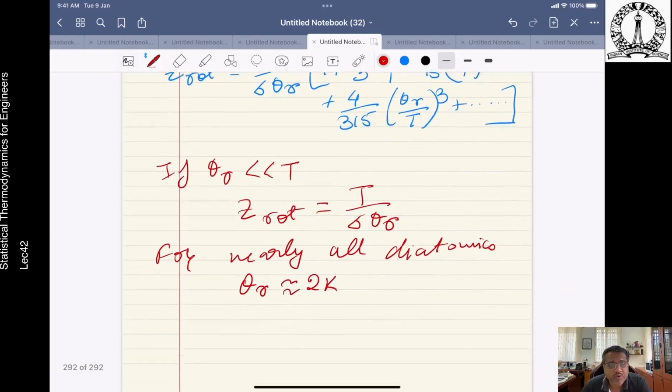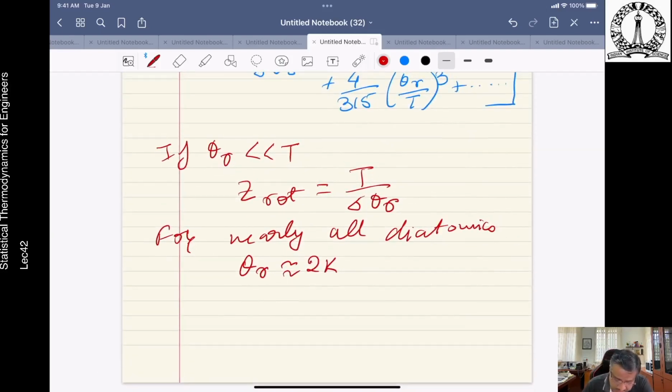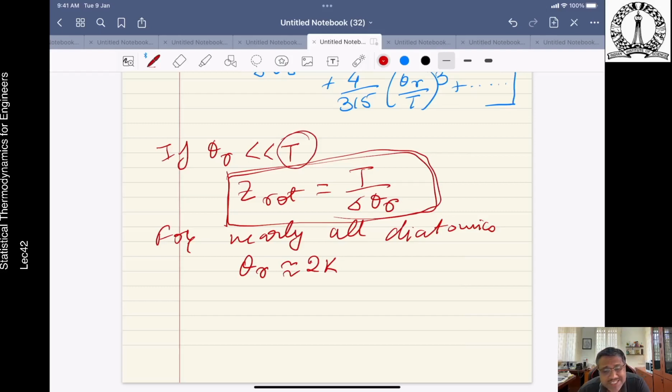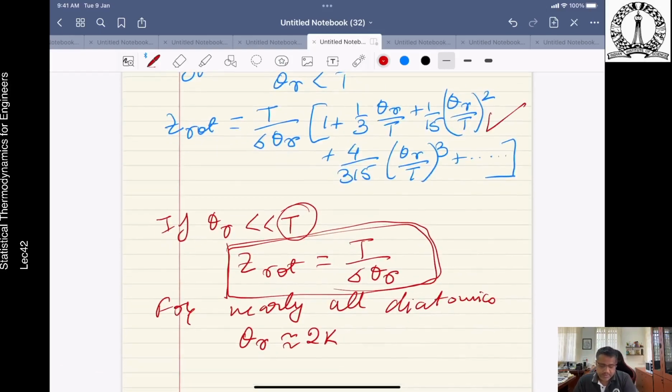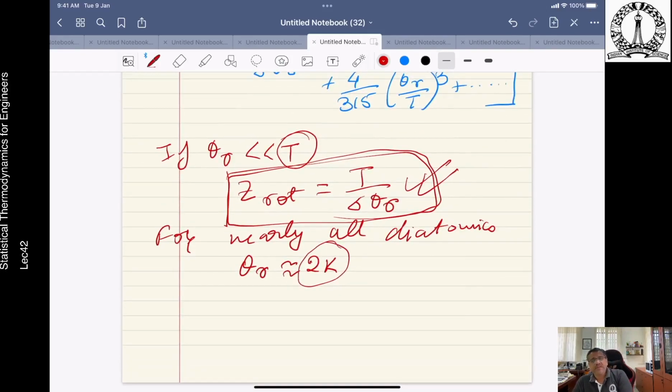So this expression is more or less suitable because this is much less than the temperature T. For certain molecules, like HCl or OH, this theta r is of the order of 15, so in that case you need to do this series. But for something like 2 Kelvin, this is sufficient to calculate the rotational partition function. Now, for hydrogen, for example, theta r is 87.55.